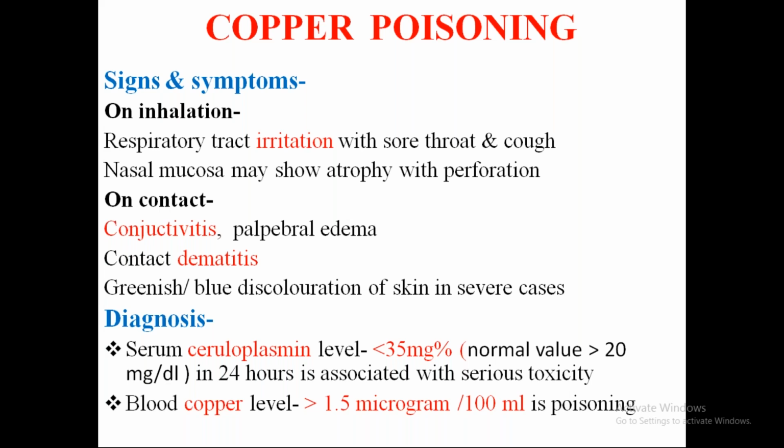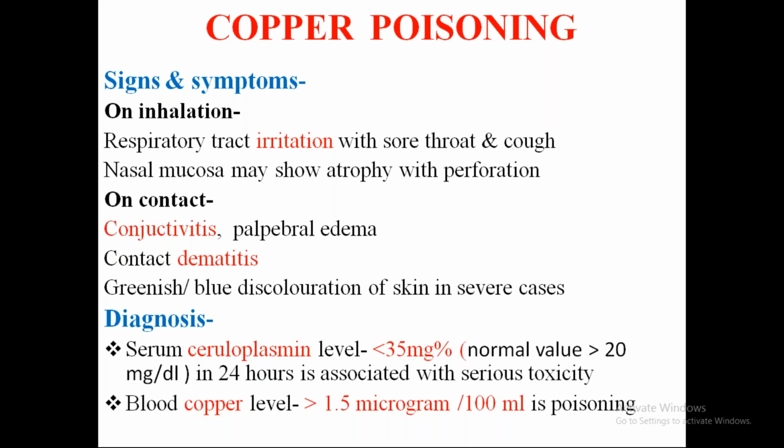There can be contact dermatitis, greenish or blue discoloration of skin in severe cases. On the diagnosis, we can make by measuring ceruloplasmin. We know that about 93% it is there in the plasma, and then about 7% as protein bound. So we can measure the more widely available. So by measuring serum ceruloplasmin levels, if it is less than 35 micrograms in 24 hours, then it is said that it is of serious toxicity.